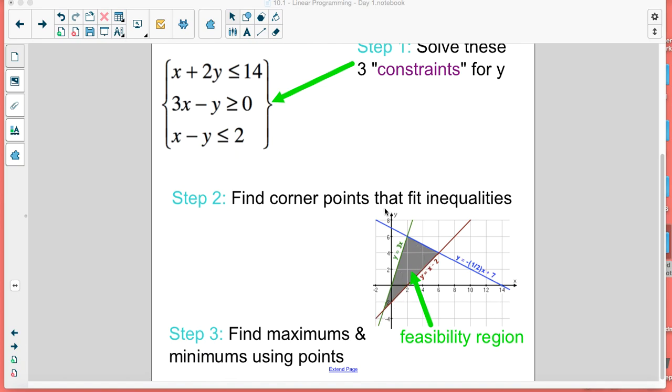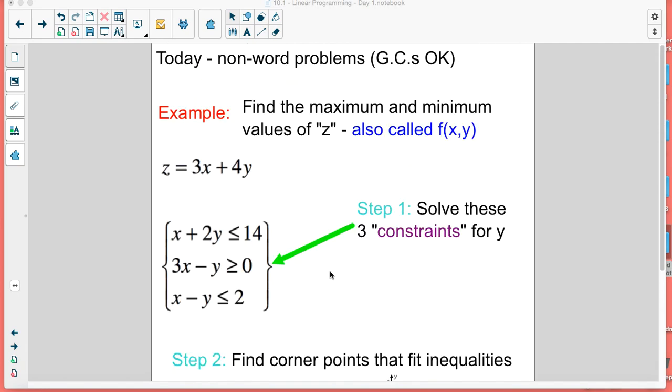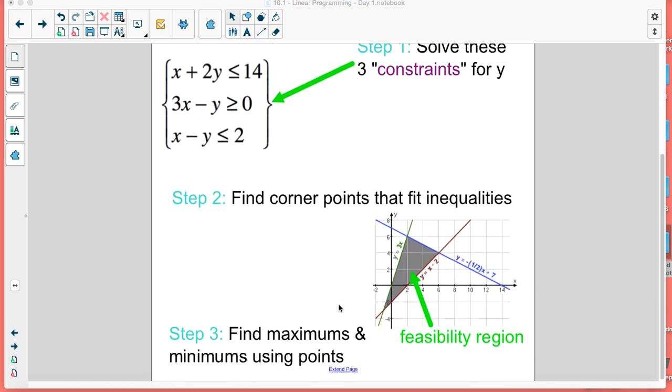It would include positive infinity up here, right? But basically, all of the inequalities create what's called a feasibility region, which is just an area of the graph where everything in here is a combination of x and y that works for all three, right? And where you're going to find the maximum and minimum values is always going to be at your corner points, right? So you only have 3 corner points. We have a triangle.